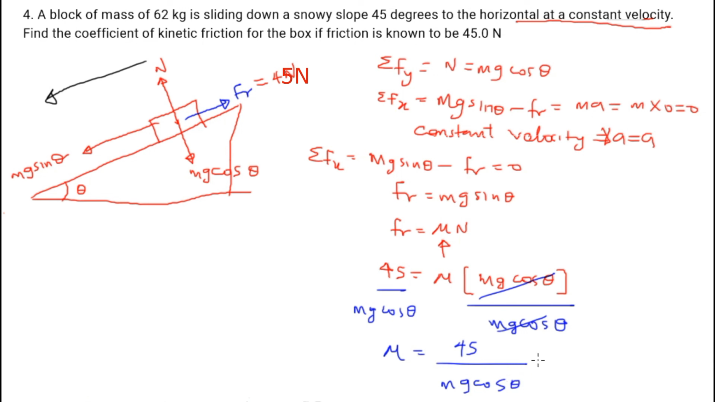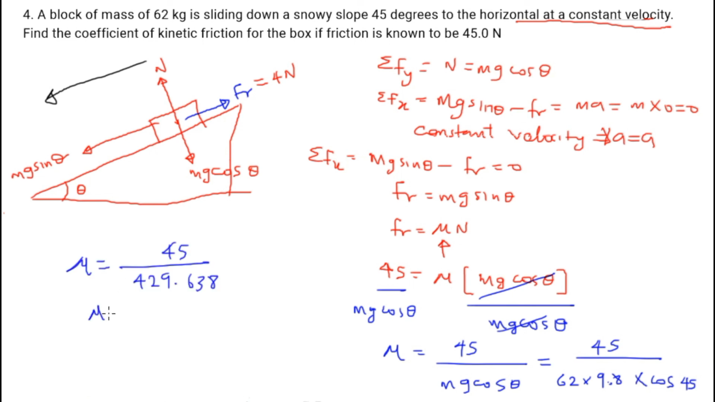Now mg, which is the weight of the object, since the mass of the object is 62 kg, let's say g, which is a constant, is 9.8, and then multiply by the cosine of the angle. The angle in this case is just 45 degrees, so I think this is as simple as possible. Newton. 0.1 is a constant and it has no unit. That's the coefficient of the kinetic friction.